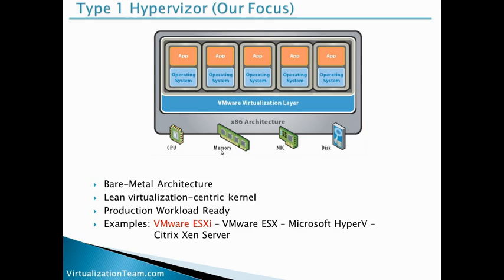Remember, Type 2 was hosted hypervisor. Type 1 is non-hosted hypervisor. Non-hosted hypervisor, or Type 1 hypervisor, is production workload ready. So that's actually what you want to run in production. If you have production VMs that you want to run, that's where you want to run them, as a Type 1 hypervisor or non-hosted hypervisor.